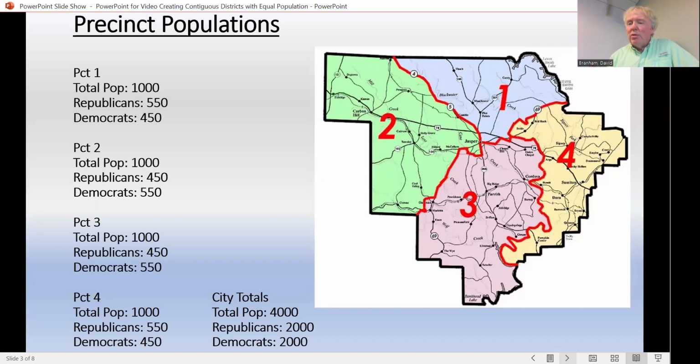So to make two equally populated districts, we're just going to have to put two precincts together for each district. And so if we combine any two precincts, we'll have a population of 2,000 in a district. So we should have at the end two districts with 2,000 people each. Now, you'll also see that I have the political party breakdown of each precinct. So precinct 1 has 550 Republicans, precinct 2, 450, precinct 3, 450, precinct 4, 550. So we have some deviation in party in these precincts.